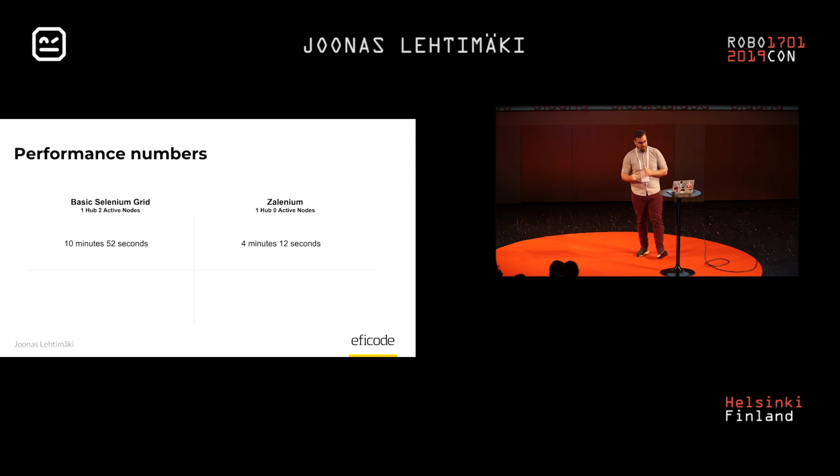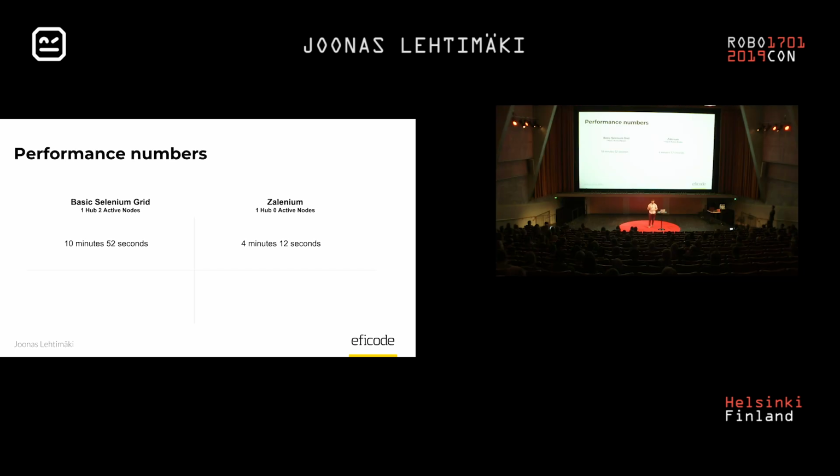So in my small test, I had a basic Selenium Grid with 3 VMs. 1 was acting as hub, 2 were active nodes, and I ran 20 test cases similar to this with 10 parallelization. It took 10 minutes, 52 seconds to pass. And with Selenium, it took 4 minutes and 12 seconds with 0 active nodes. So it scaled up to the 10 and kept doing that, and that's it.